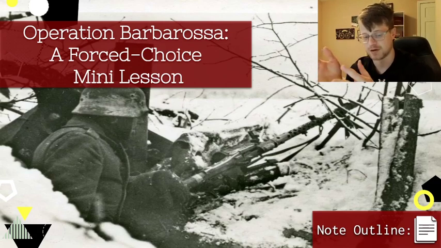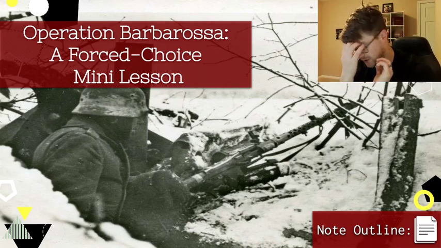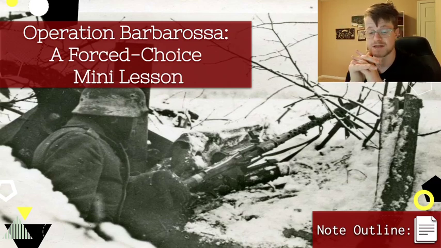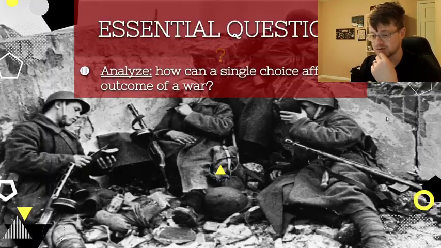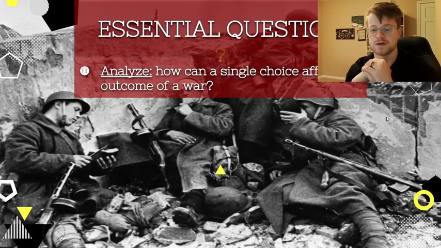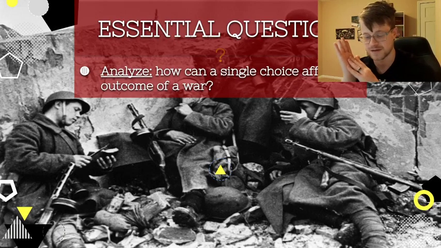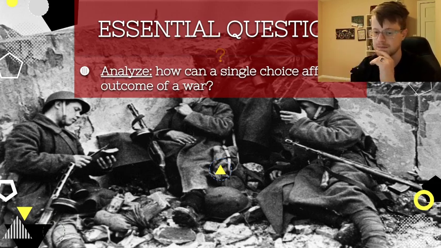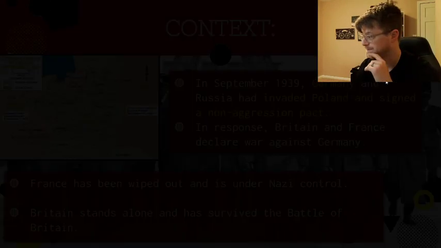As you grab a copy of the notes here, you'll see that it says a forced choice mini lesson. So there are some decisions that are going to be made here that are very influential in terms of how the Eastern Front goes. We're going to be looking at how single choices can affect the outcome of much of how the war goes on the Eastern Front. So let's get right into it, shall we?